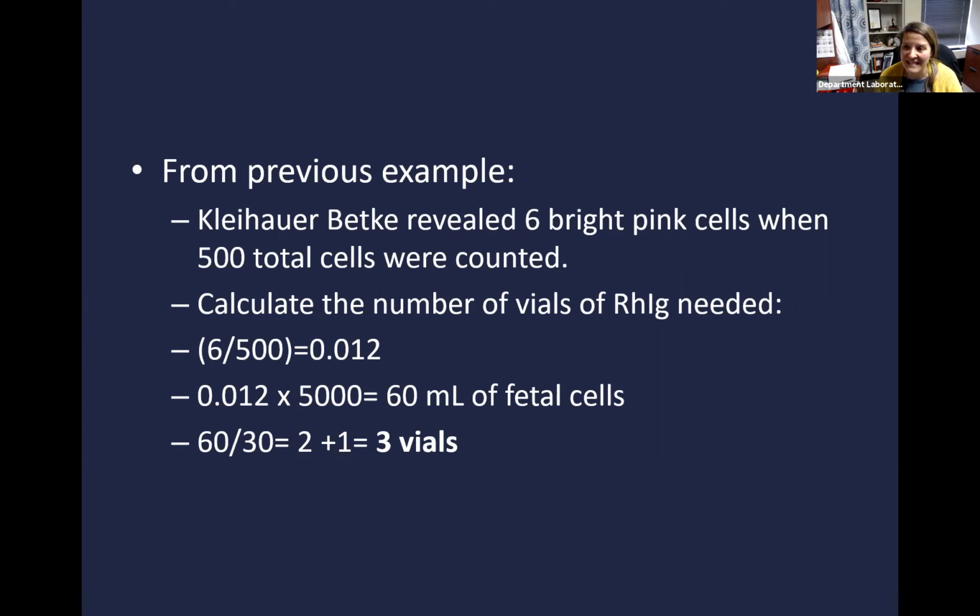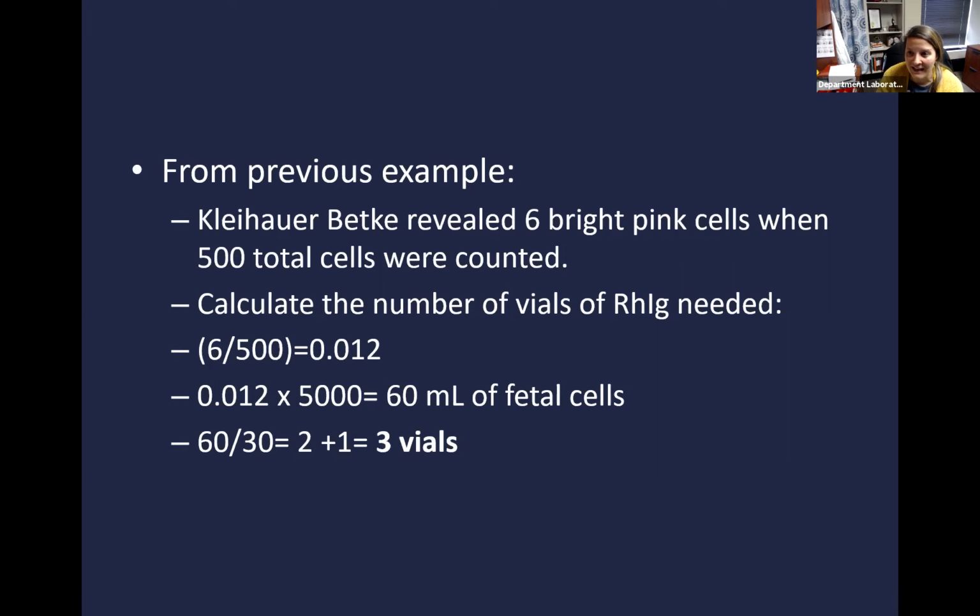So if we have 6 bright pink cells per 500, remember this calculation, all right? Calculating the number of vials needed. So you take 6 divided by 500, and that gives you 0.012. You can leave it in the decimal, or you can convert it to a percent. If you convert it to a percent, the next step, you would only multiply by 50, all right? But I want you guys to know where that 50 comes from.